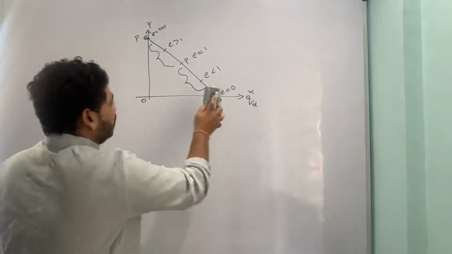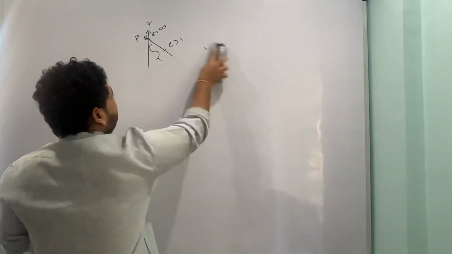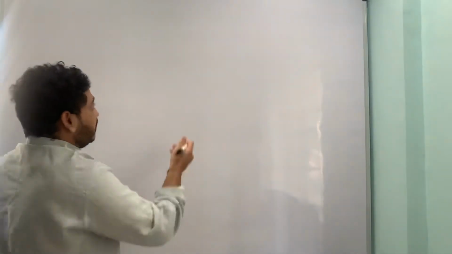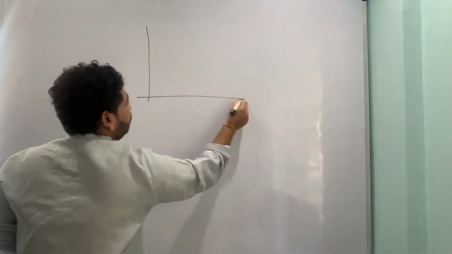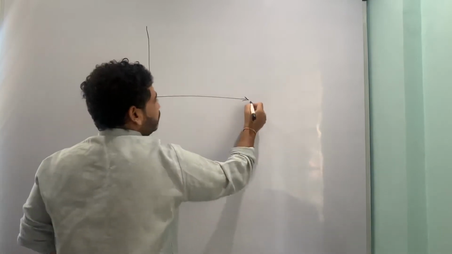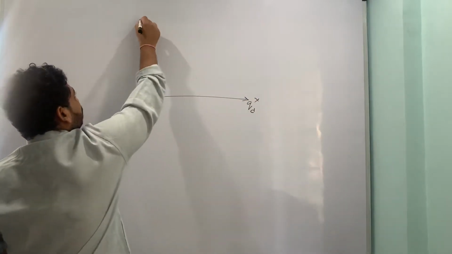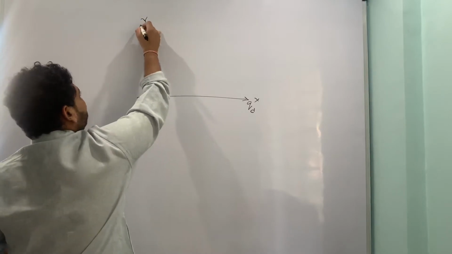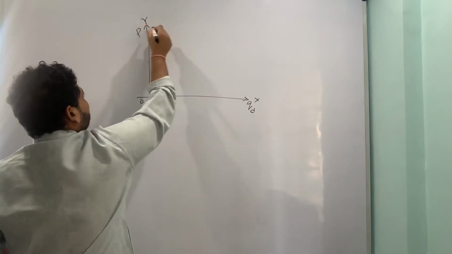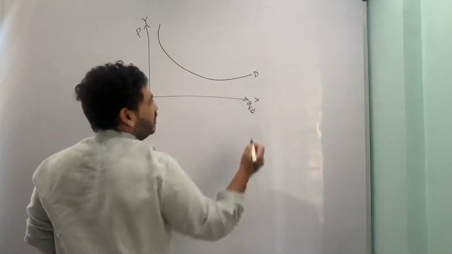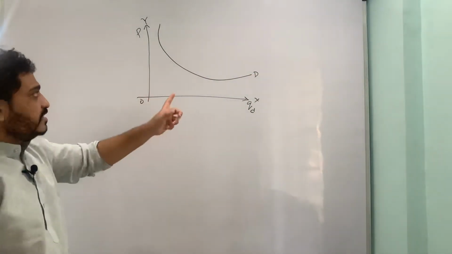So now, given the same underlying idea and a demand curve which is not a straight line, let us look at how elasticity can be calculated at various points. Let us assume that this is our demand curve. So it is a curve, as you can see.